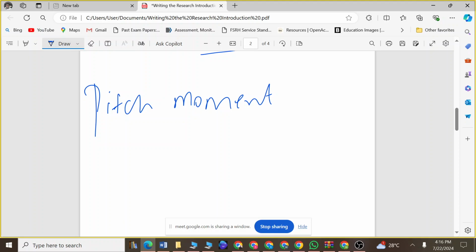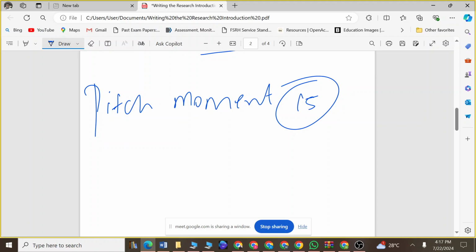And actually, that's why when you are doing a research proposal defense, we give you 15 minutes. And so far, none of you has used that time appropriately. 15 minutes is a lot of time for you to be able to pitch your work. So the second argument I'm making is that you should look at the research introduction as a pitching moment.